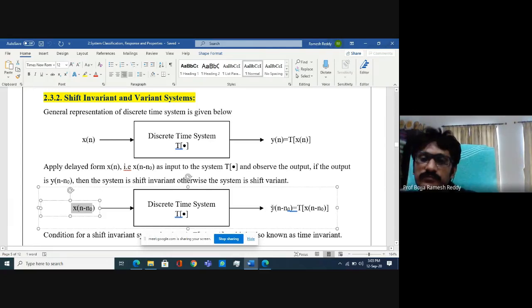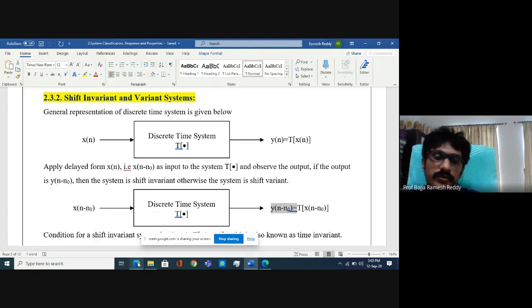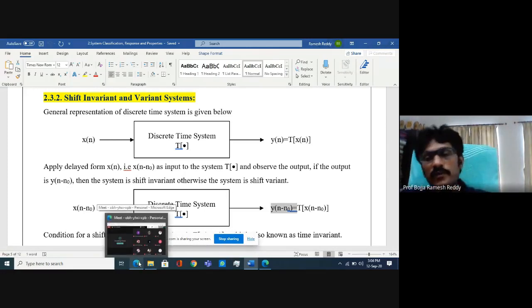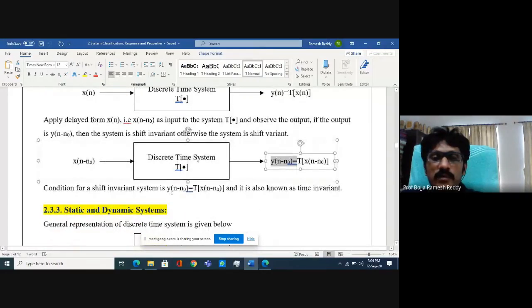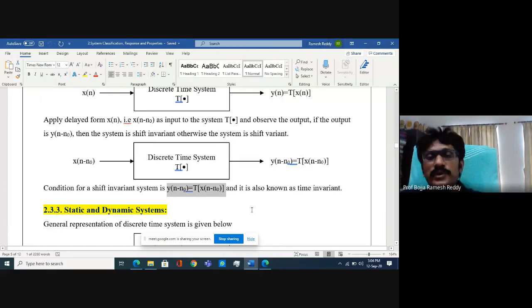Output is also delayed by n naught units. If input is delayed, then we have to take delayed output. The mathematical form is like this: y of n minus n naught is equal to the transformation of x of n minus n naught. If input is delayed, then output is delayed. Such systems are called shift invariant systems. Otherwise, if these two are different, then the system is called a shift variant system.